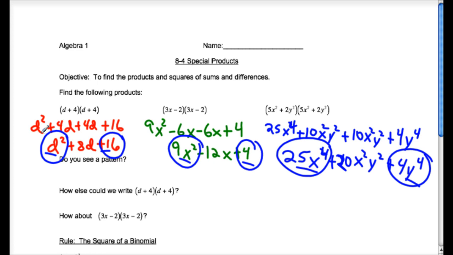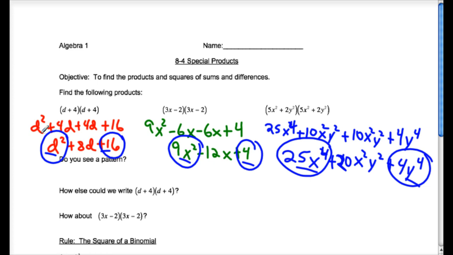Kevin, is a perfect square divisible by 4? No, a perfect square is something that has a square root. What's the square root of d squared? D. What's the square root of 16? 4. 9x squared? 3x. 25x to the 4th? 5x squared. 4y to the 4th? 2y squared. They're all perfect squares.